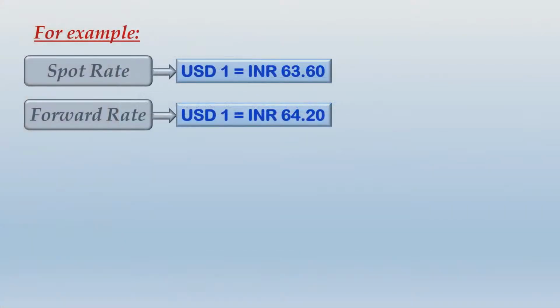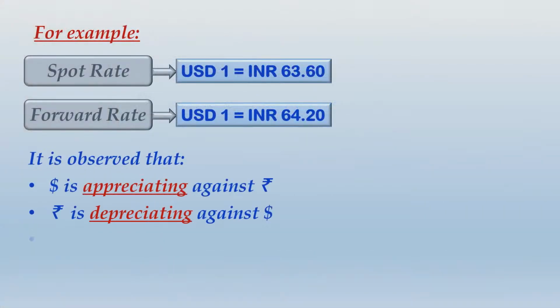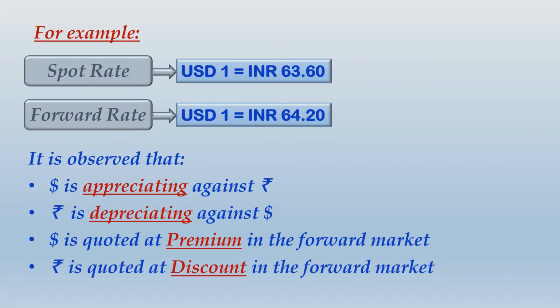So let me give you implications of this example. It is observed that dollar is appreciating against rupee and therefore rupee is depreciating against dollar. And we can consider that dollar is quoted at premium in the forward market and rupee is quoted at discount in the forward market. So please take note of this as well and then I take you ahead.